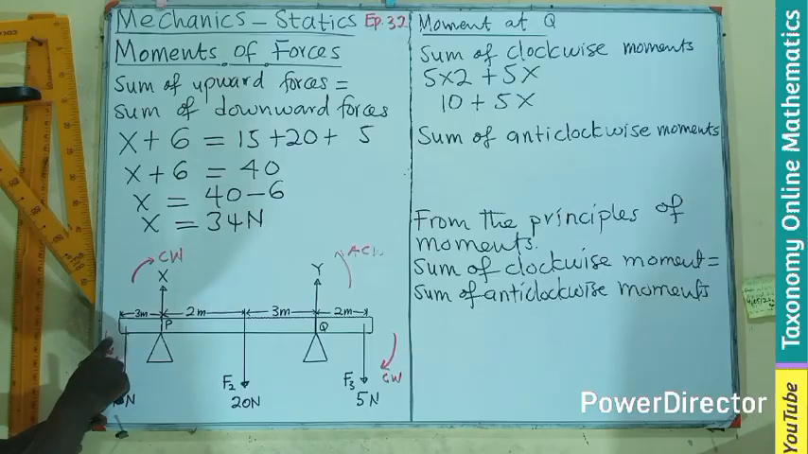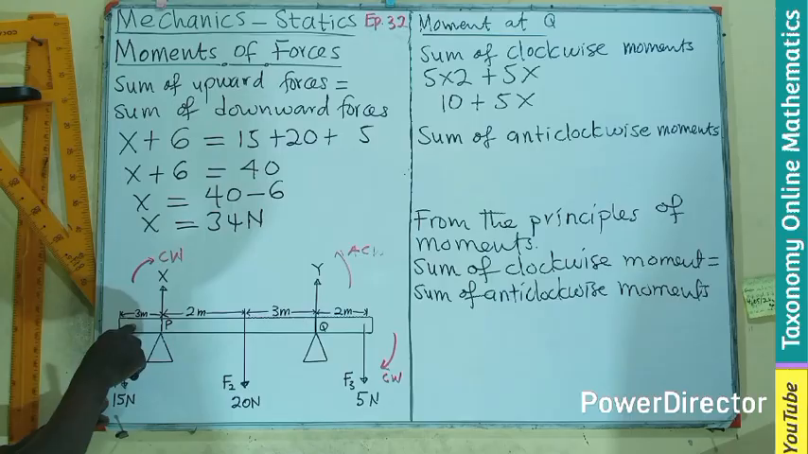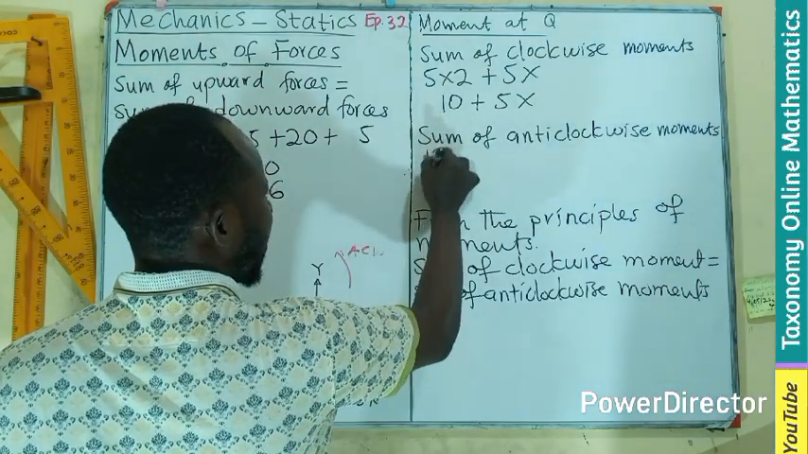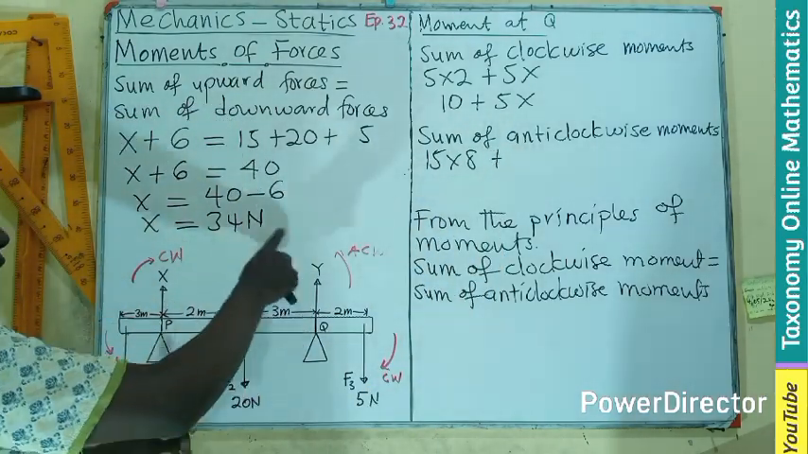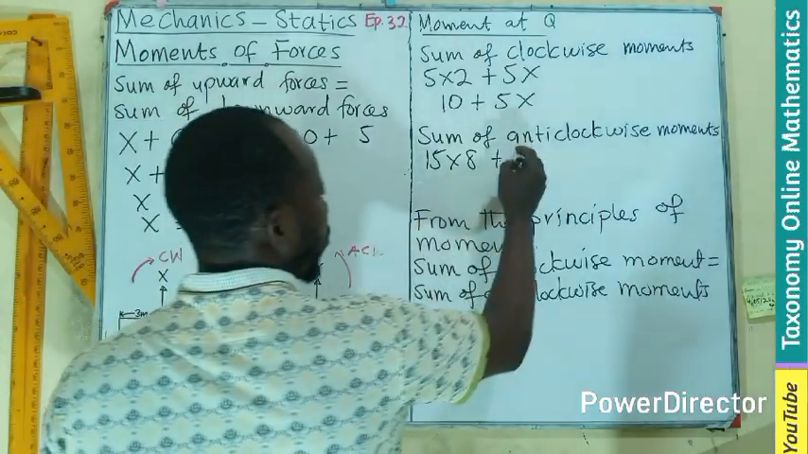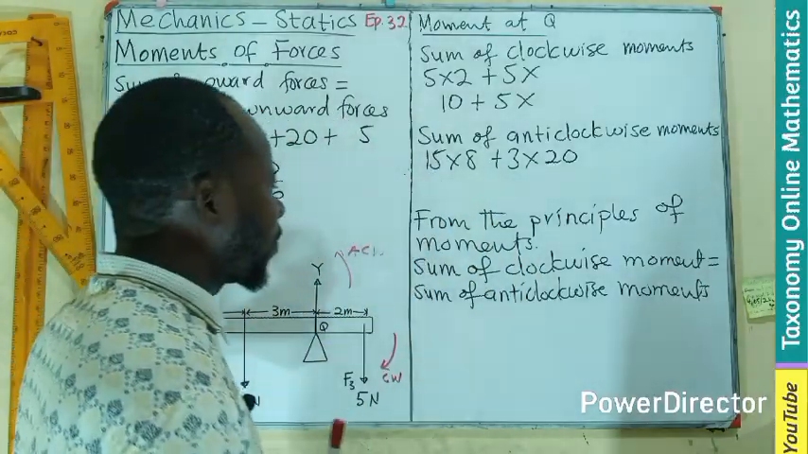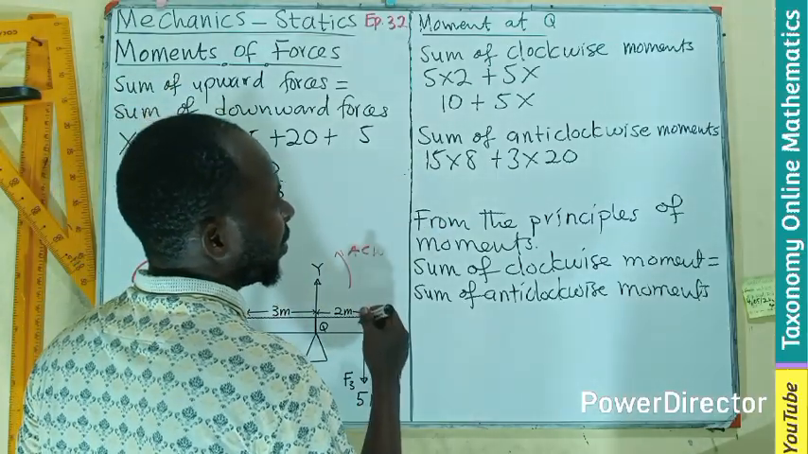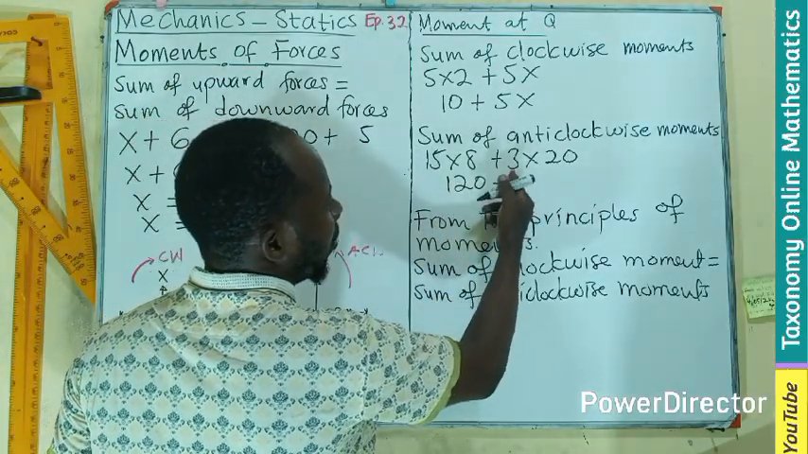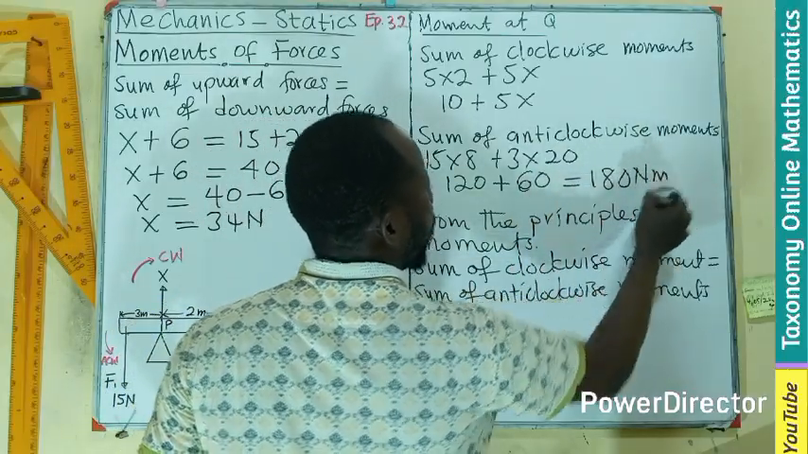So let's go. 15 is moving on the distance of what? 3, 2, 3. 3, 2, 8 in addition will be 8. 8 times 15. So we have 15 times 8 plus. Which other force move down? The force 20 will also move down with a distance of 3. So 3 times what? Force 20. This is going to be 80 plus 40, 120, I guess. So 120 plus this is going to be 60, and that will be 180 Newton meter.